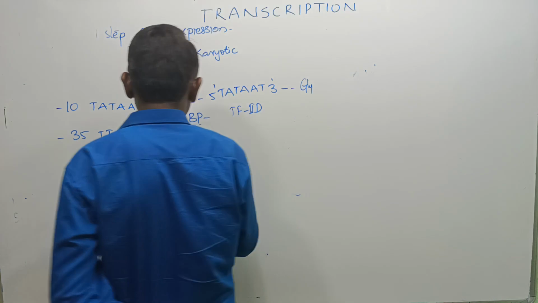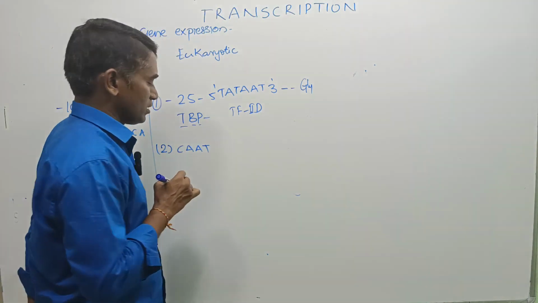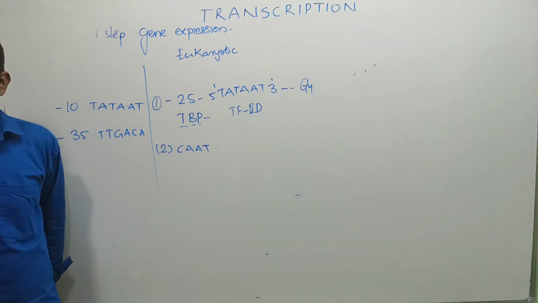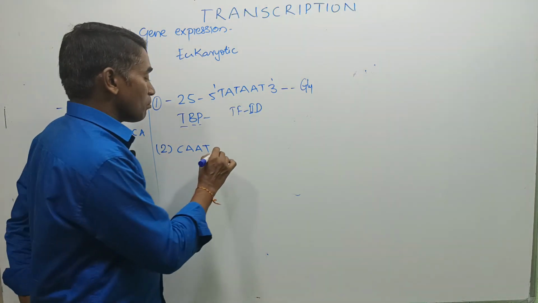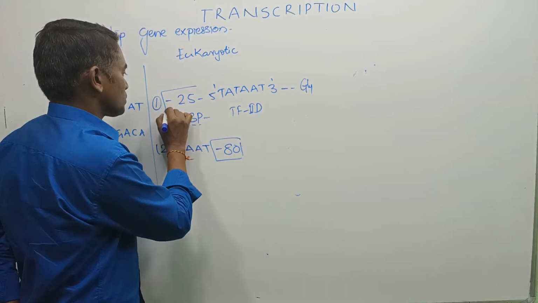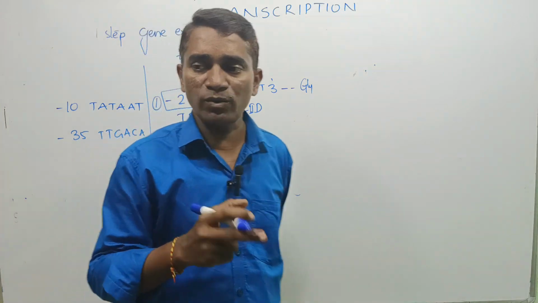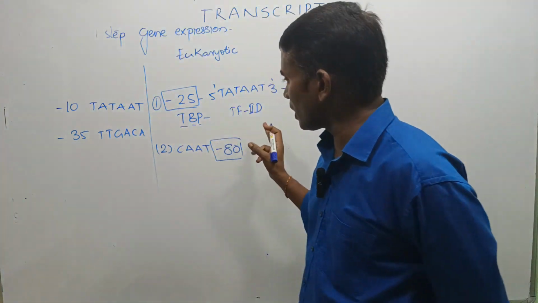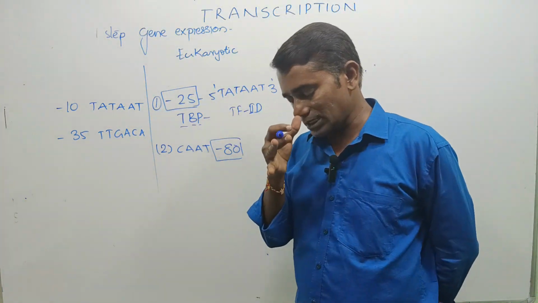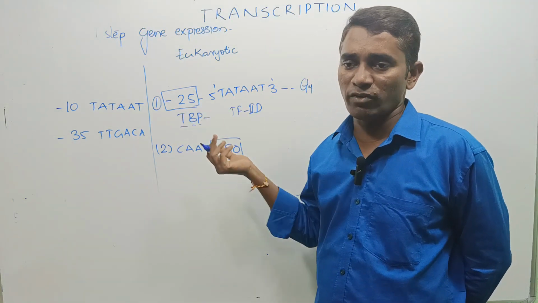Then there is CAAT. Yes, CAAT sequence is present at -80 sequence. This is at -25. This one is at -80 sequence. Always remember, all these are on the upstream region, that is above the start point.